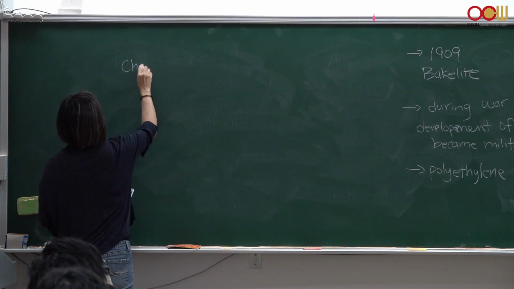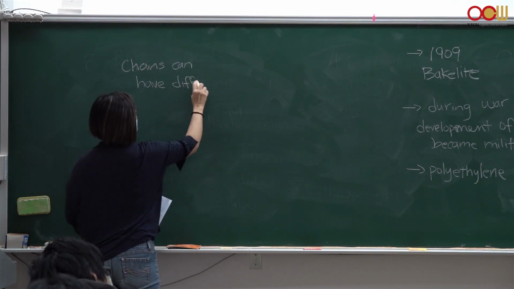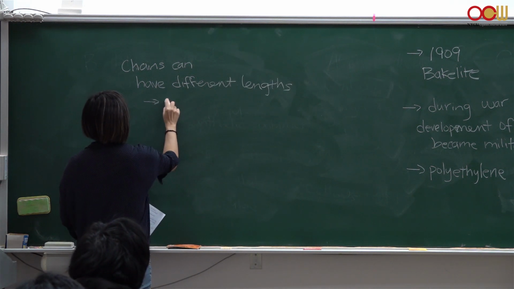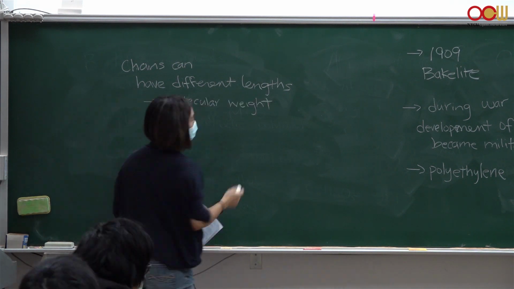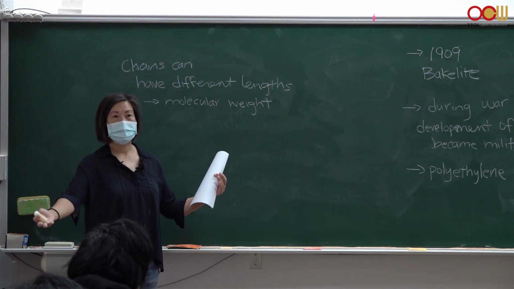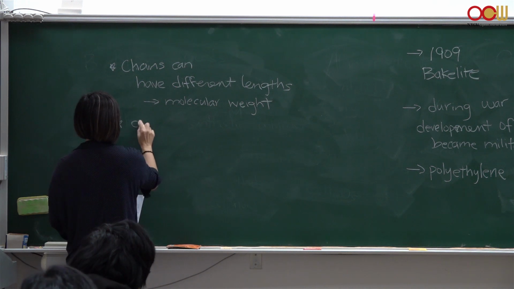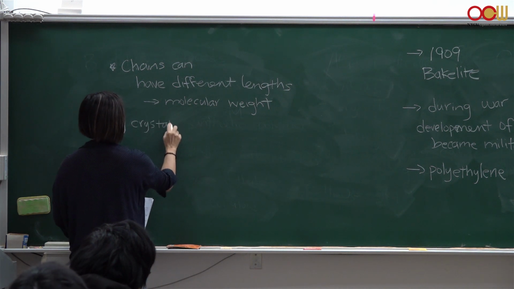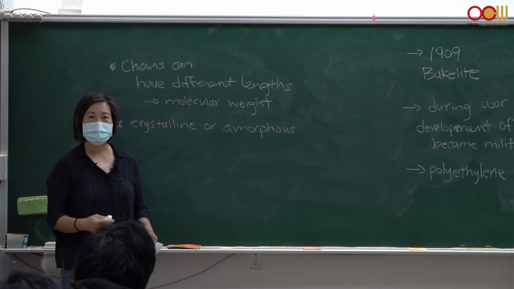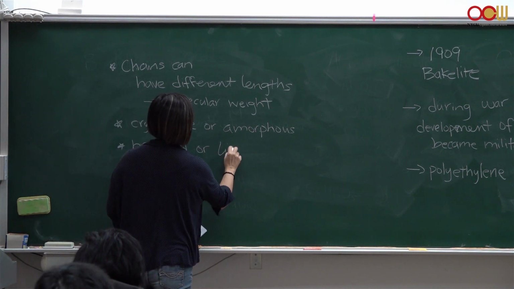So the chains can be long or short, so they can have different lengths. When you talk to a polymer scientist, they'll refer to this as molecular weight of the polymer. So a polymer with high molecular weight means it has longer chains, and low molecular weight has shorter chains. Polymers can be crystalline or amorphous. I know we usually think of plastic materials as amorphous, but that's not always true. They can be crystalline. And they could be branched or linear, the chains.